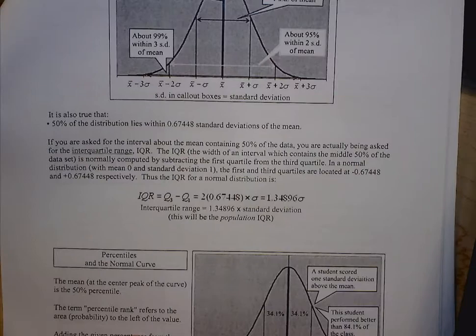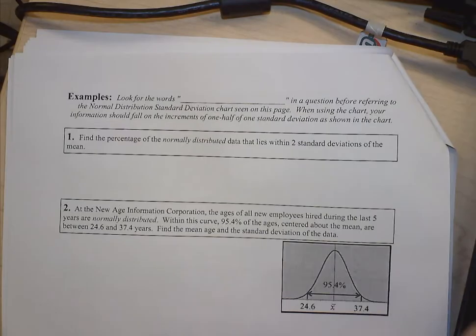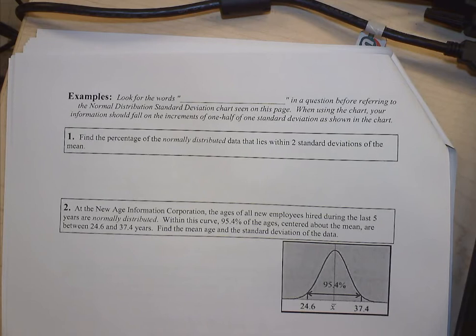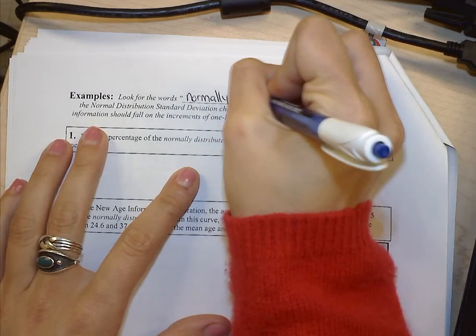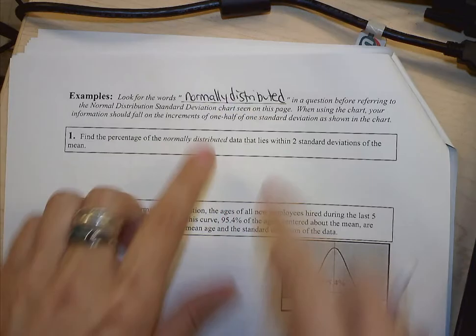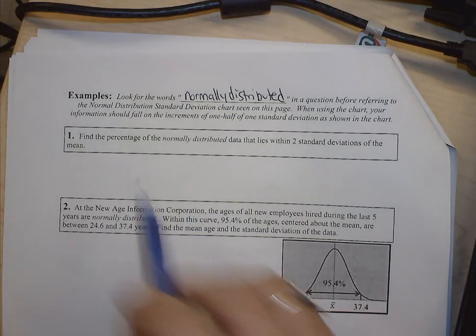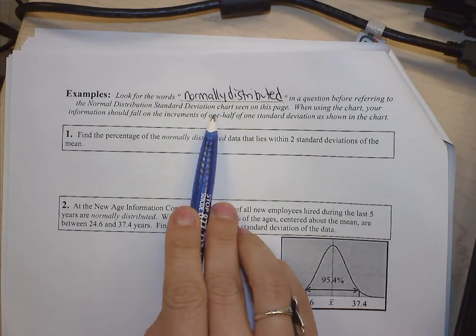We'll talk about, this page is just notes that you guys can refer to as we go along through the examples. I'm going to skip to the examples on page 12. Now, we can only use these values on the normal distribution if somewhere in the problem they talk about normally distributed. So it's very common for something to say normally distributed. So when we see these words, then we can use the normal distribution standard deviation chart on the previous page.